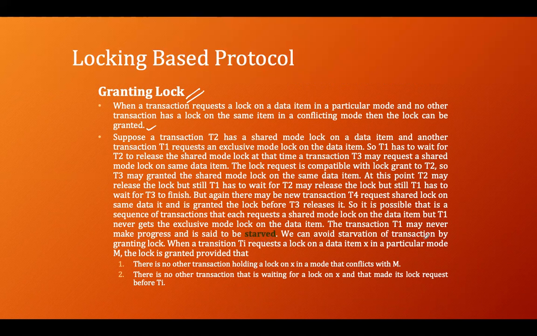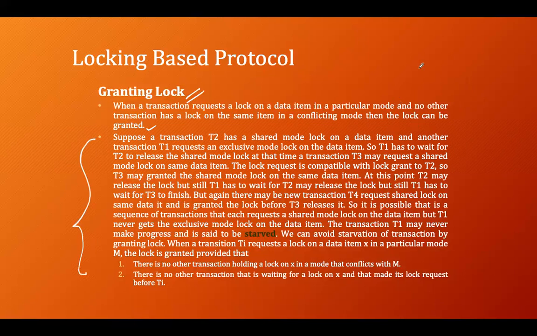We can avoid starvation of transactions by granting locks as follows. When a transaction Ti requests a lock on data item X in a particular mode M, the lock is granted provided that there is no other transaction holding a lock on X in a mode that conflicts with M. Second, there is no other transaction that is waiting for a lock on X and that made its lock request before Ti. Now I'm telling you what it wants to say.